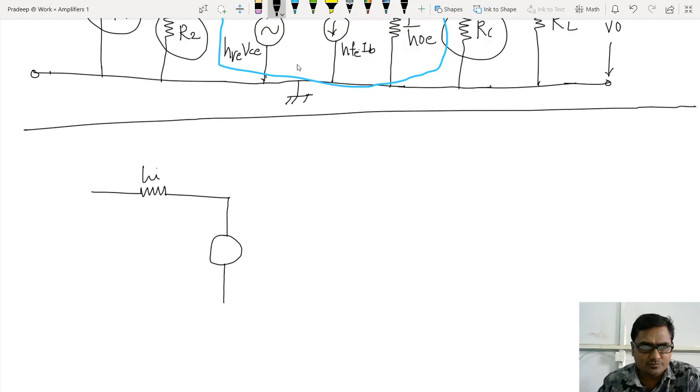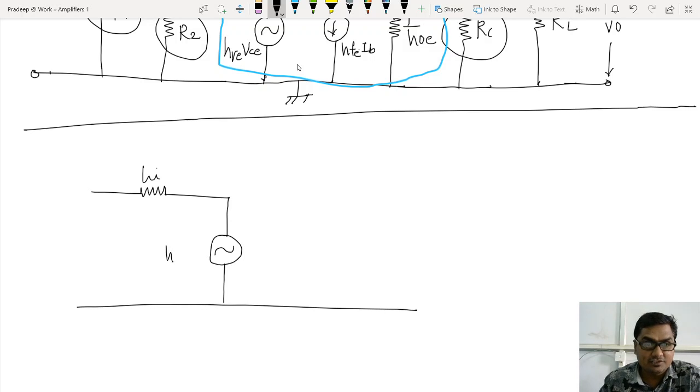Now this input voltage source is HR. I'm not writing HRE, I'm just writing HR, multiplied by V2, that is the output voltage. If it is common emitter, then I am supposed to write HRE multiplied by V2. V2 is the output voltage, and in the case of common emitter configuration it is VCE. So I would write HRE multiplied by VCE. But I am just drawing a transistor's equivalent model, so I am writing HI and HR, not a specific common base, common collector or common emitter.